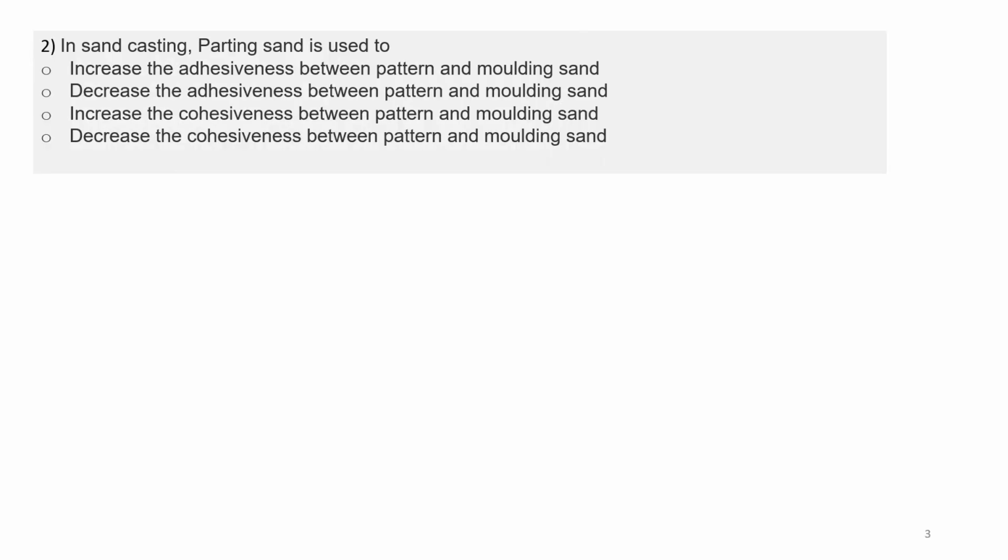So the next question is: in sand casting, parting sand is used to? Your options are increase the adhesiveness between pattern and molding sand, decrease the adhesiveness between pattern and molding sand, increase the cohesiveness between pattern and molding sand, or decrease the cohesiveness between pattern and molding sand. So your answer will be decrease.